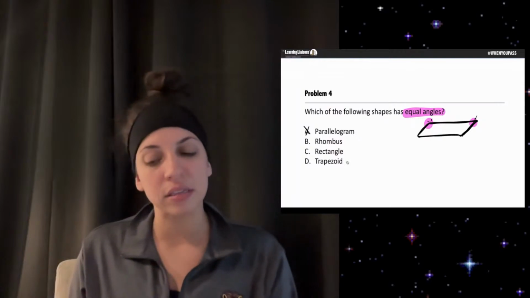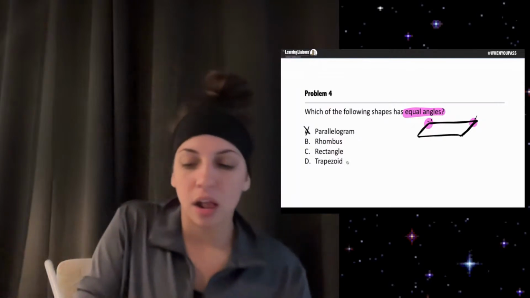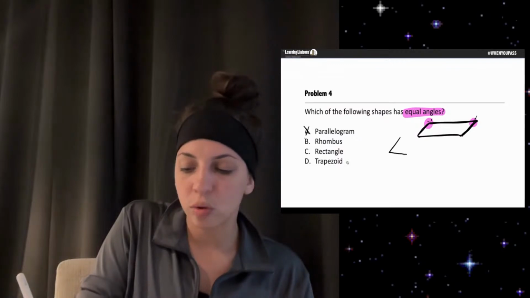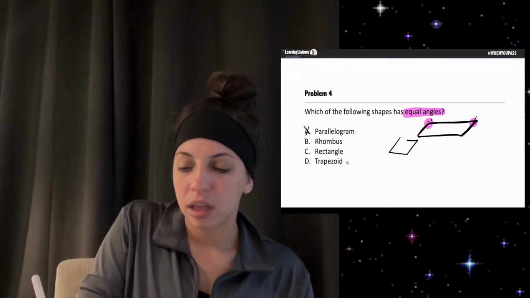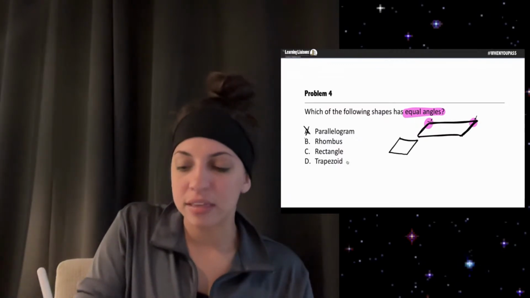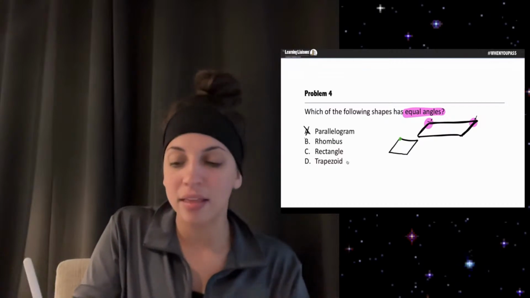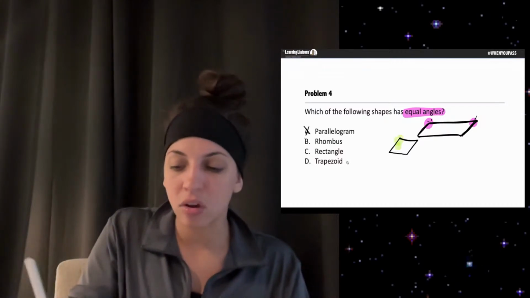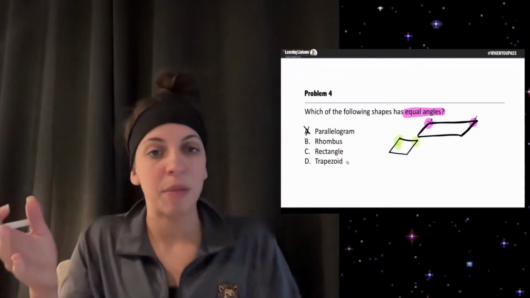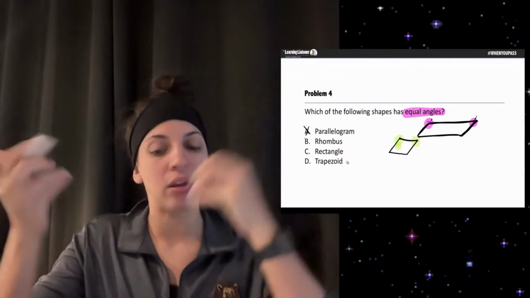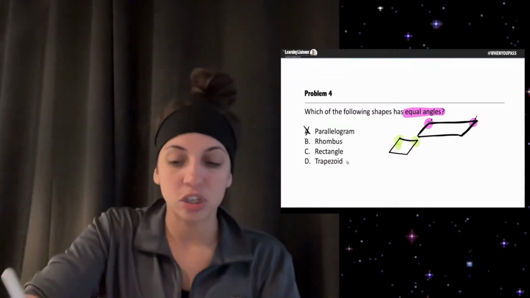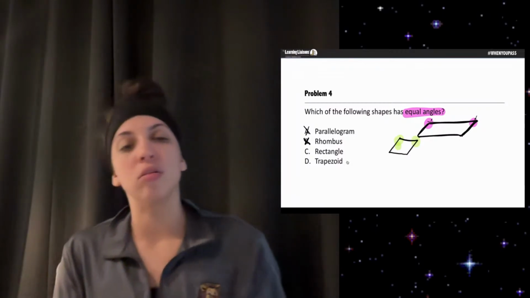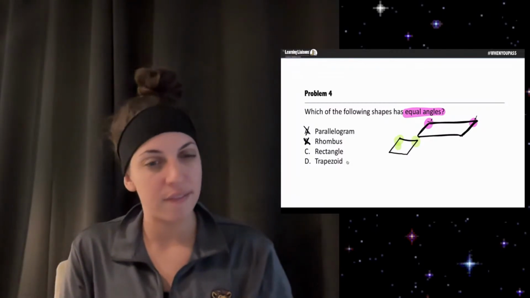The rhombus could be a square, but it can also be a pushed over square. And again, this angle is not the same as the other angle. You have an obtuse and an acute angle. So rhombus is out. But what kinds of angles do rectangles have?